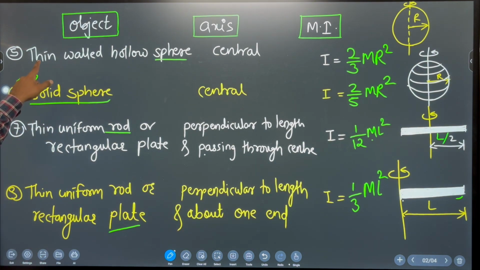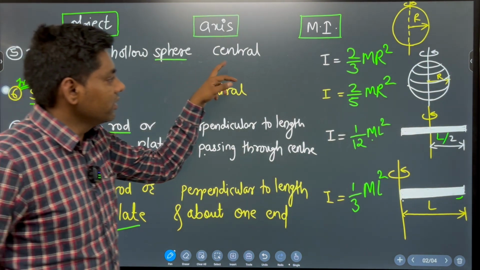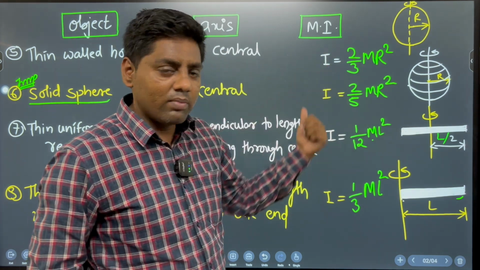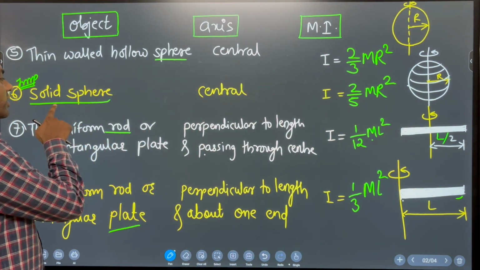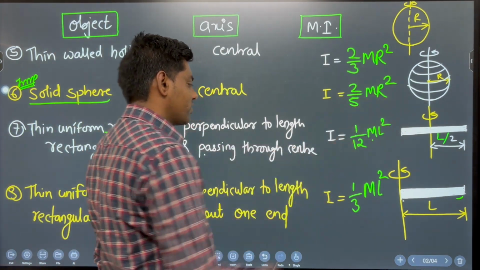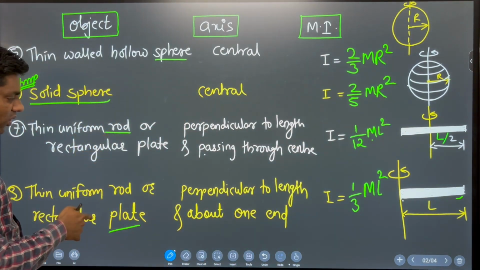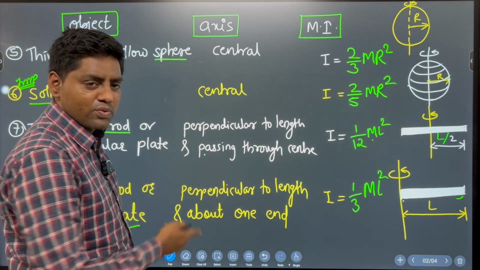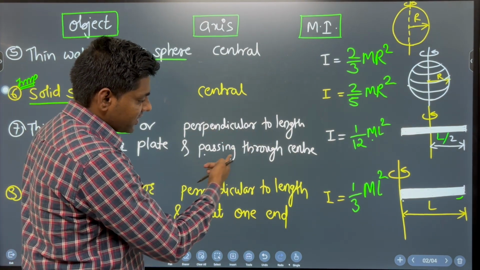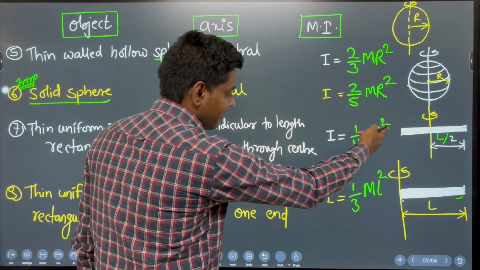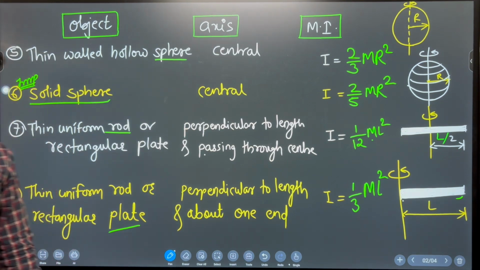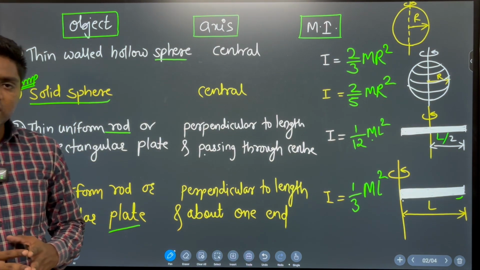So the moment of inertia for the hollow sphere, axis about central, remember 2 by 3 mr square. Moment of inertia for the solid sphere, whenever the axis passes through its center, remember 2 by 5 mr square. Then for the uniform rod, just remember the axis passes perpendicular to its length, first passing through its center, 1 by 12 ml square, or about one end, that is 1 by 3 ml square. So very simple formulas you can remember.